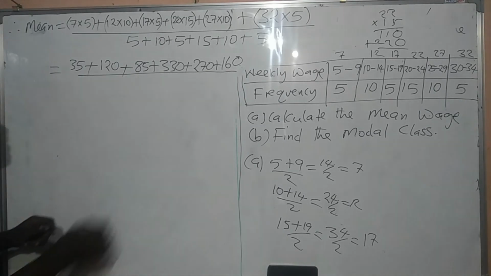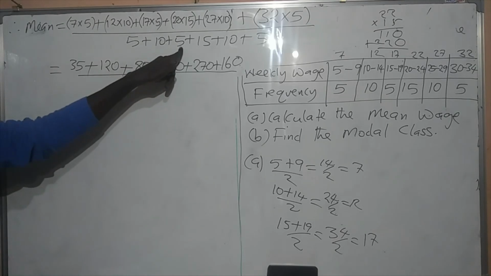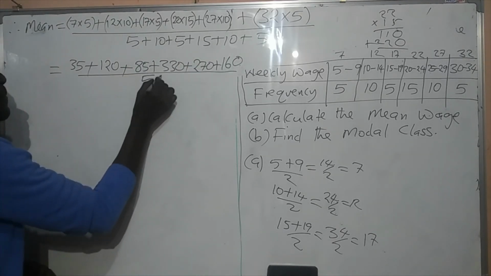Divided by, so we are going to divide by 5 plus 10 is 15, 20, 35, 45, 50. So we have 50 here.